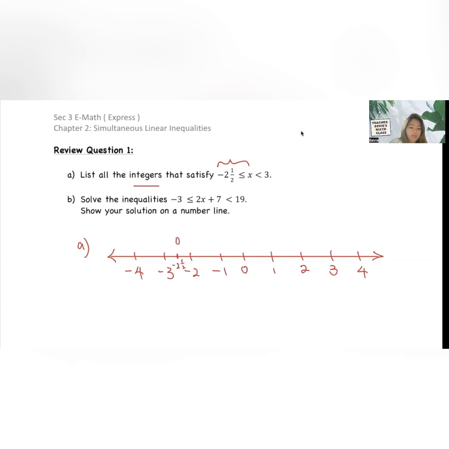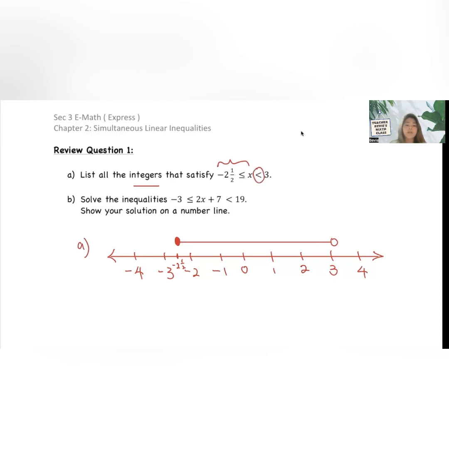Greater or equal to, meaning I will color the circle and I will go towards my right-hand side. And I will only stop at the integer 3, but this time round, I will leave the circle uncolored because there is no equal sign for this inequality.